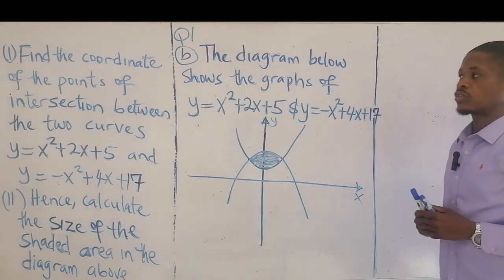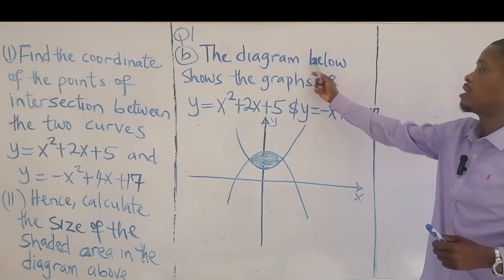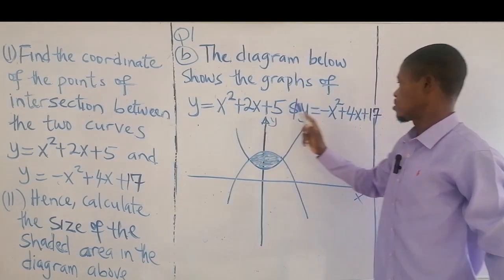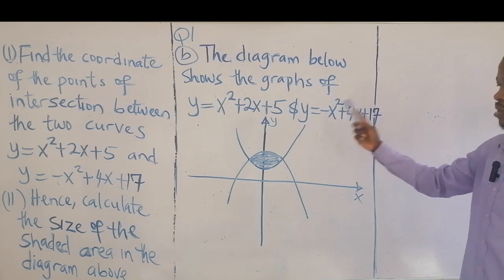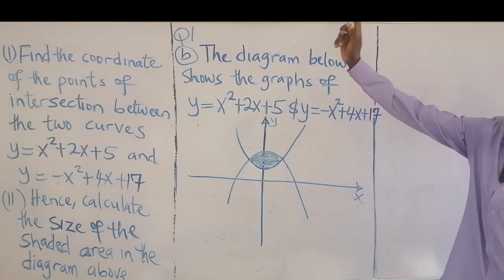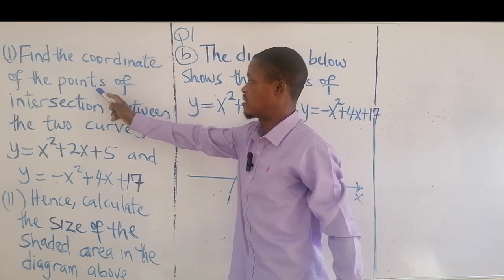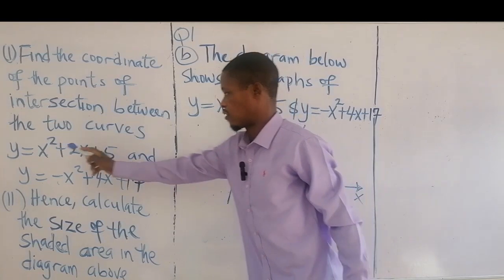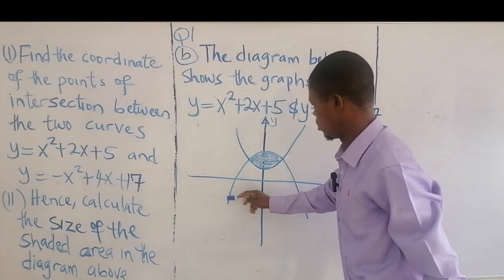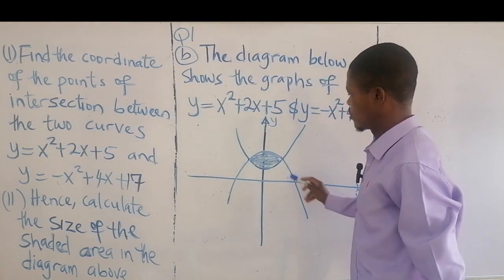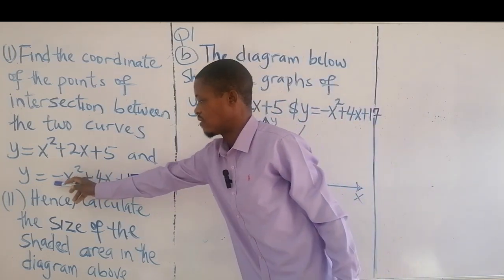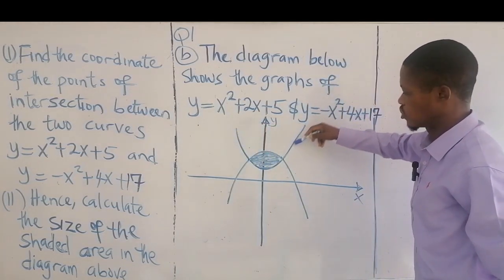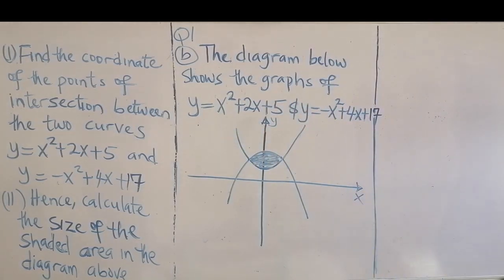Yeah, we have the B part of the question, and the question is this: the diagram below shows the graphs of y equal to this expression and y equal to this expression. And we have the graph also. One, find the coordinates of the points of intersection between the two curves. And we have the first curve, which is this one, the parabolic one, the cap shape. And we have the second one, the negative quadratic expression, which is this, the bowl shape. Okay, so that's what we have there.